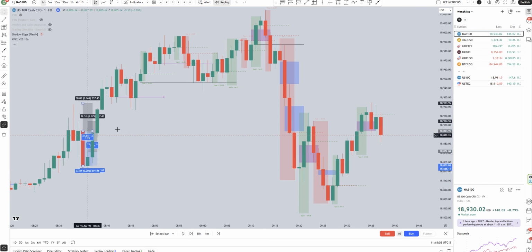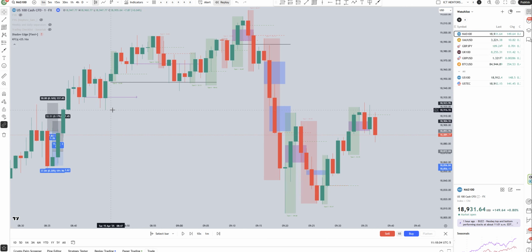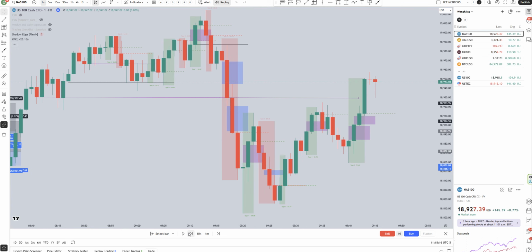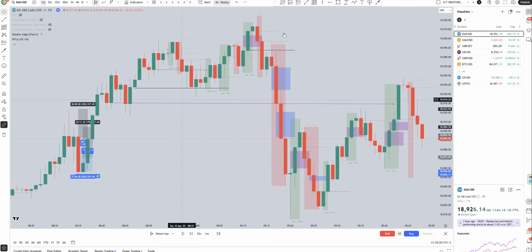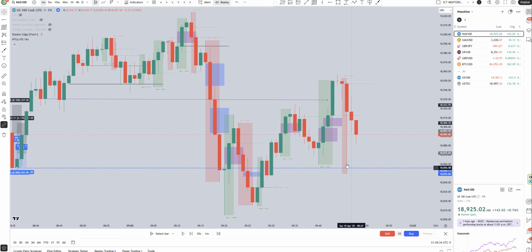And this is what I was saying about following the rules. What happened? OB, right? This is the first time we are coming back to it. Where is the low of that expansion? Here. So if that is the low of our expansion, it means this is the target. What happened?